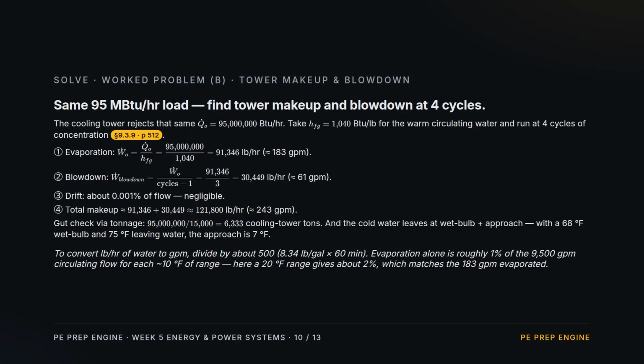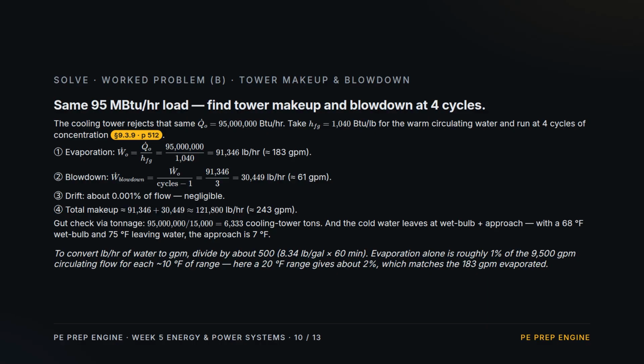Worked problem B. The tower rejects that same 95 MBTU per hour. Take the latent heat of the warm water at about 1,040 BTU per pound and run 4 cycles of concentration. Evaporation is the load over the latent heat, about 91,000 pounds per hour, roughly 183 GPM. Blowdown is that over cycles minus 1, so over 3, about 30,000 pounds per hour, 61 GPM. Drift is negligible. Total makeup is the sum, about 122,000 pounds per hour, near 243 GPM.